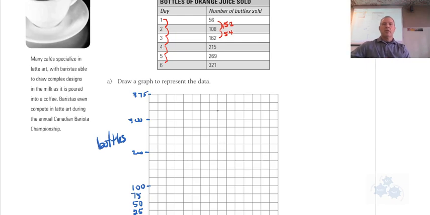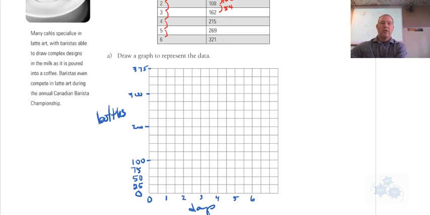Okay, so day 1, 56. So here we go. Over to day 1 and up to 56. We're going to have to just kind of guess there, but it's going to be right about there. Day 2 is 108. About there. Day 3 is 162. So here's 150, 175, so 162 is about in between there.